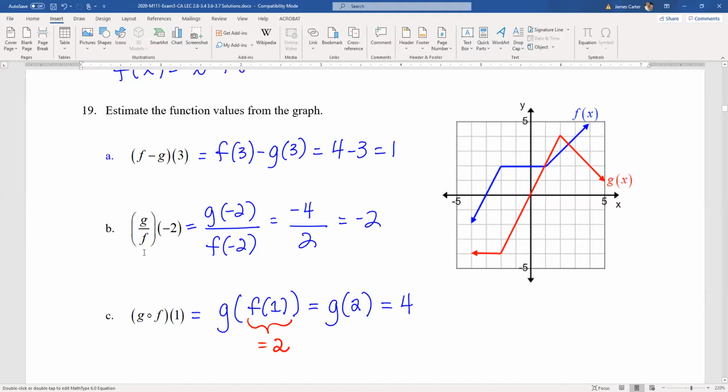Now we're going to do a similar process, dividing when x is -2. So we go to the g equation. x is -2, 1, 2, and that gives us a value of -4 right here. Now we go to the f equation at -2, and we get +2 right there. Simplify this, and we get the overall answer of -2.